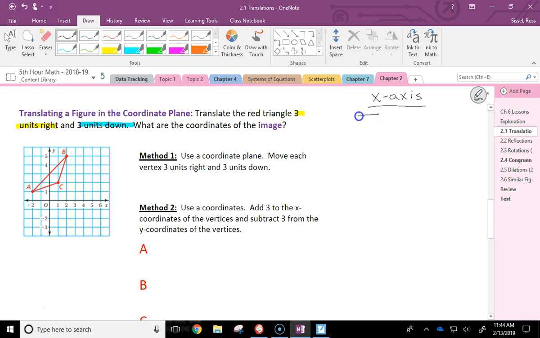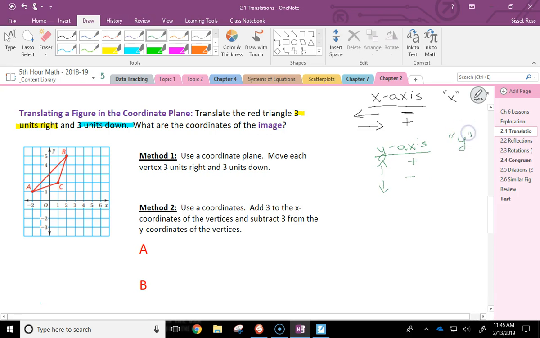So if I go left, that means I'm taking units away. I'm going to be subtracting. If we go to the right, we're going to be adding units. So if we move left or right, we're messing with the x-axis and our x coordinate. When we're on the y-axis, that's when we're going up or down. If we're going up, we're adding. If we're going down, we're subtracting. And that's affecting our y coordinate.